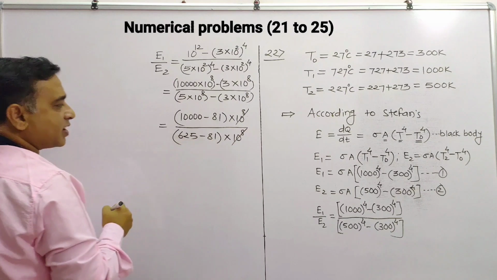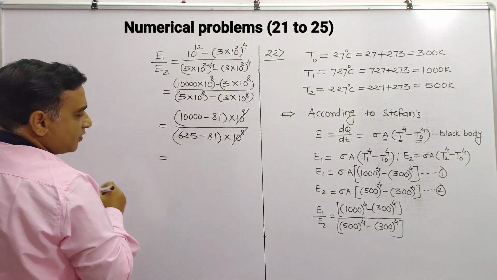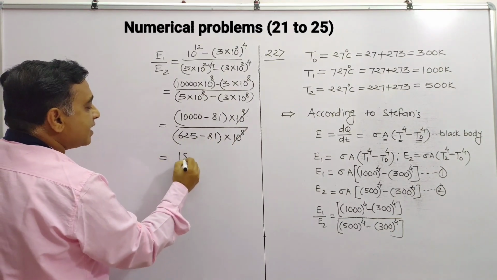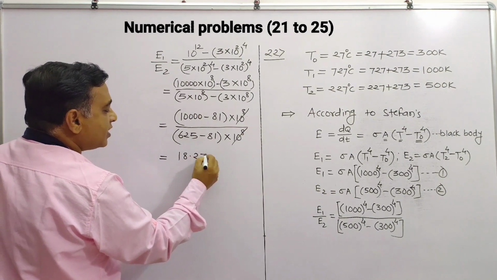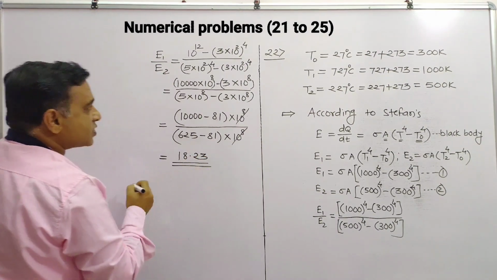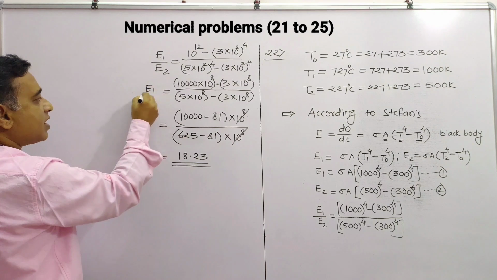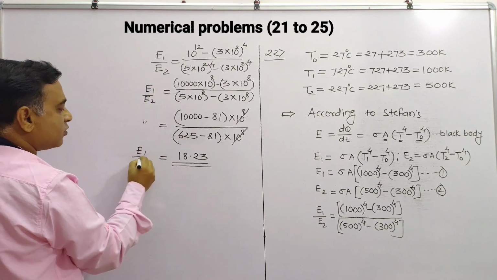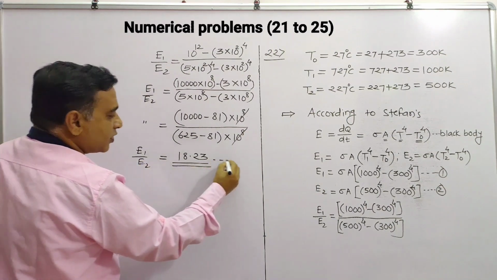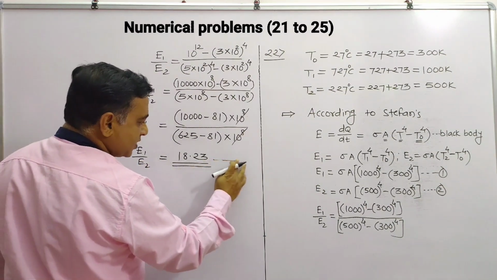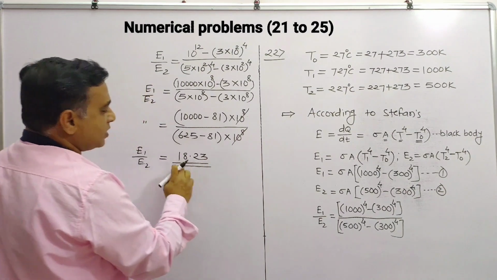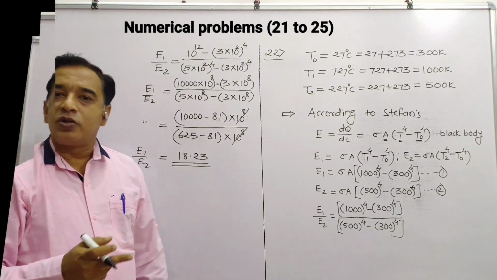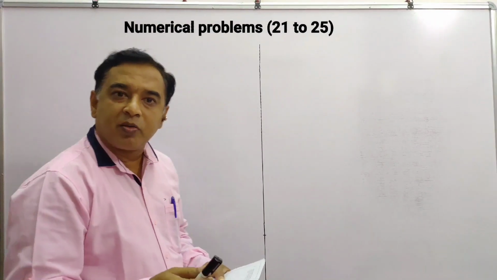10 raised to power 8 gets cancelled. After solving this, I am going to get the answer, that is 18.23. And as it is the ratio of similar quantities, E1 upon E2, this value is equal to no unit; it doesn't possess any unit. So the answer is 18.23.